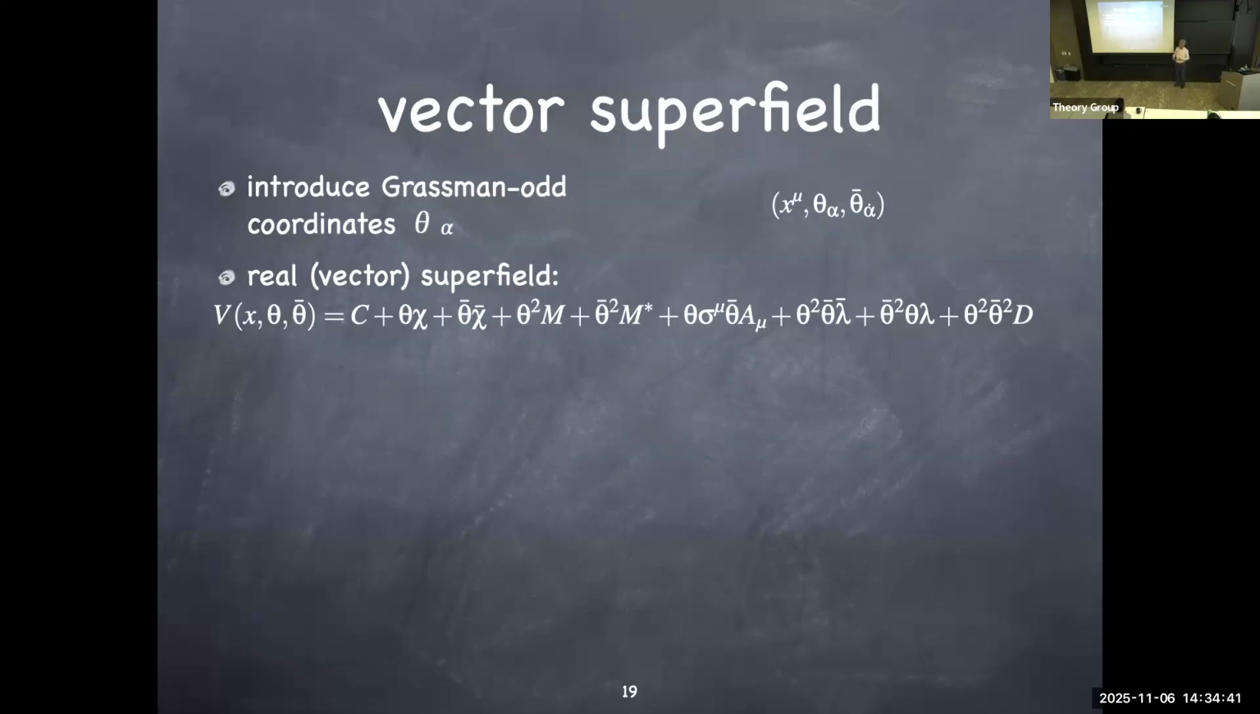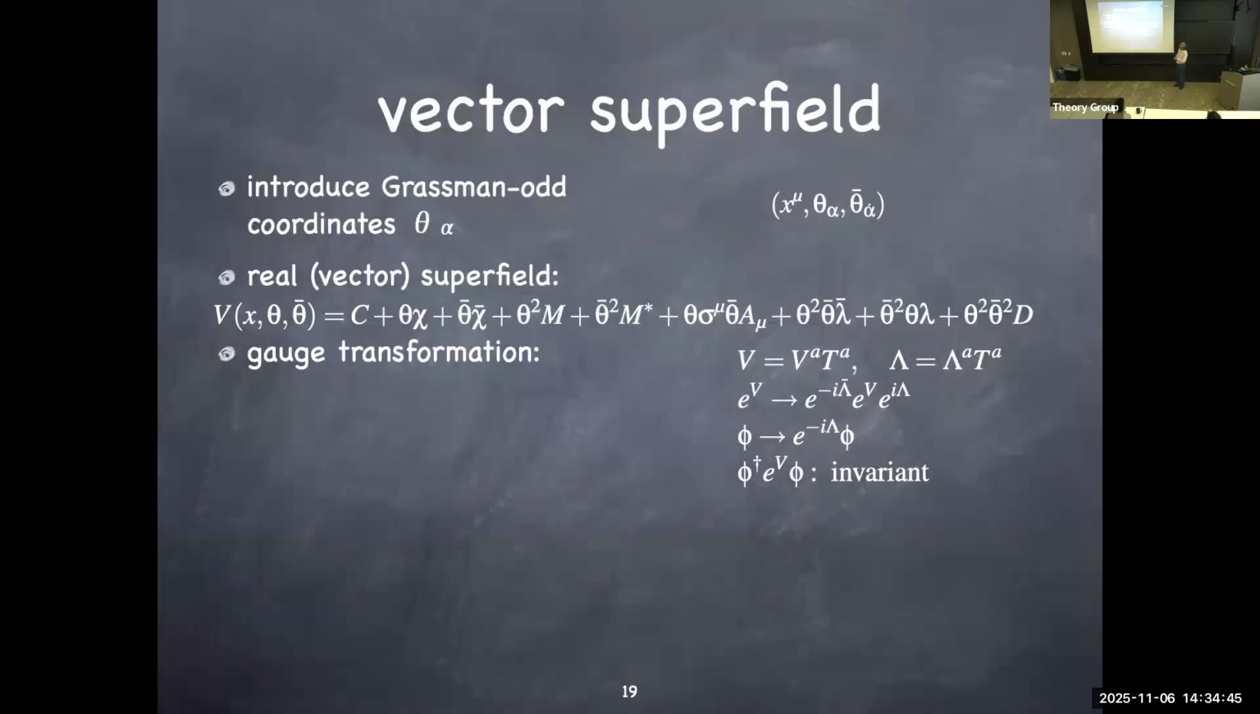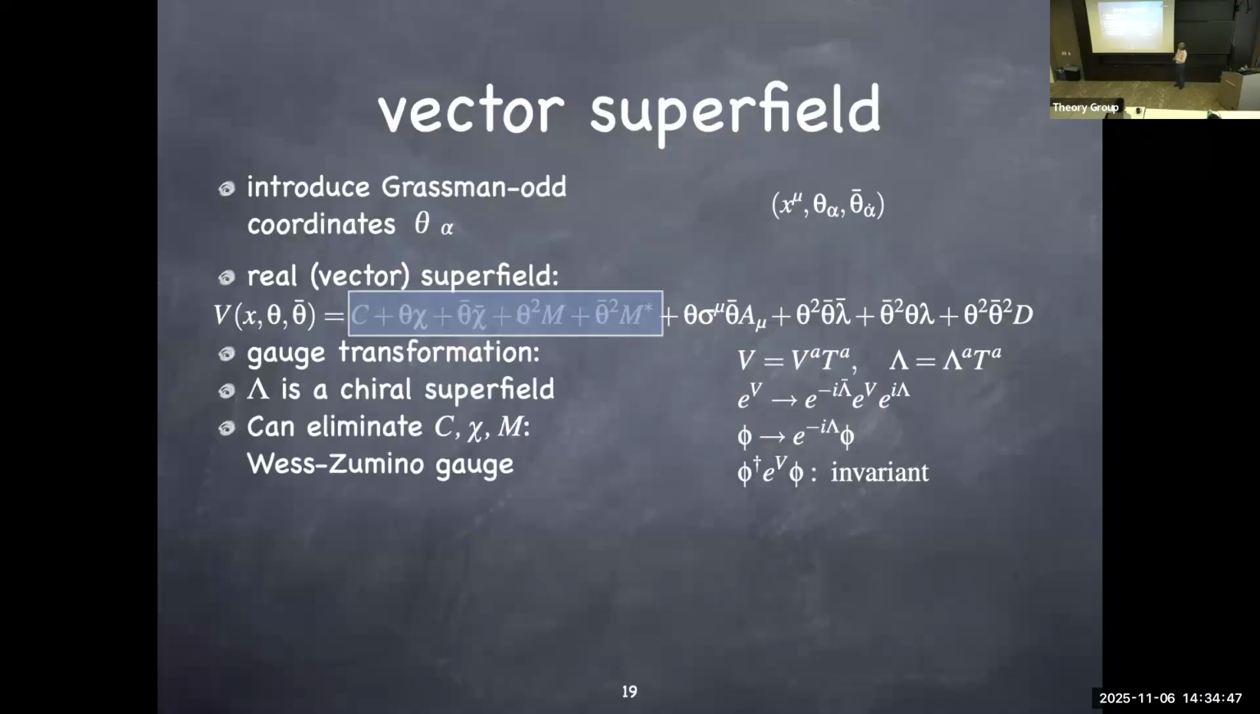And you can show that even though this is a general, rather complicated form, there are actually gauge redundancies you can use to eliminate most of these components. Then the rest looks like the standard gauge field. And here's the fermion field, which corresponds to the gaugino field. And again, some auxiliary component that doesn't have dynamics. So this is the way you can realize the vector multiplet I talked about two slides ago.